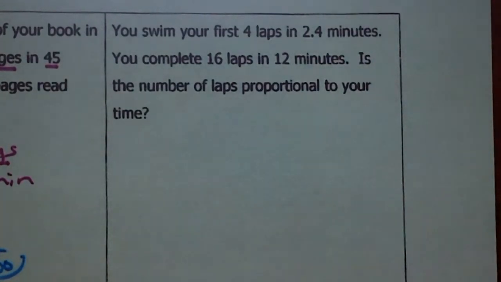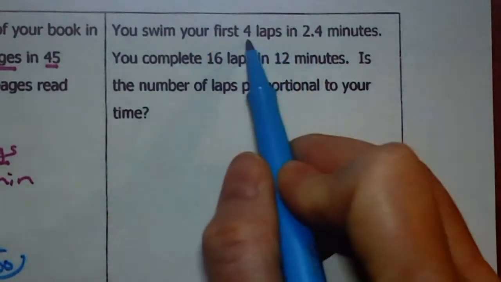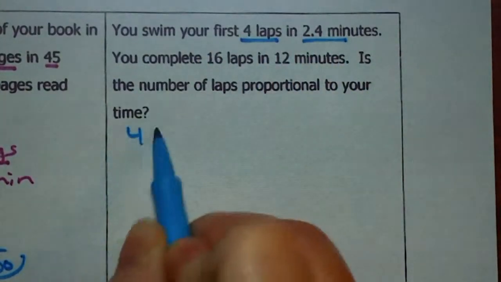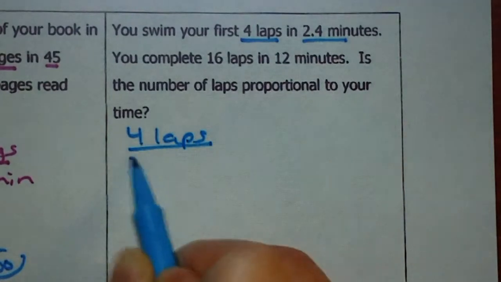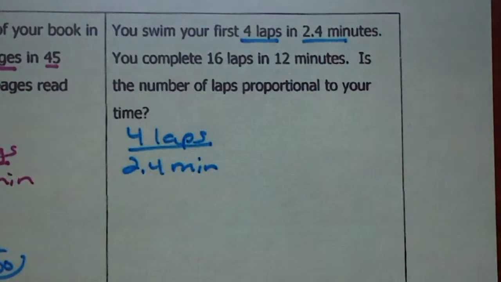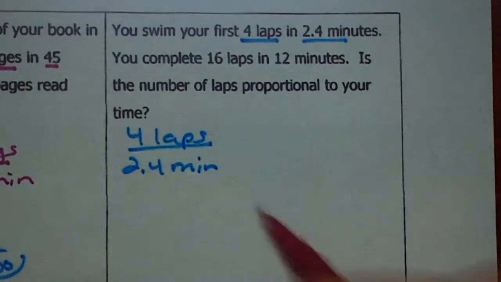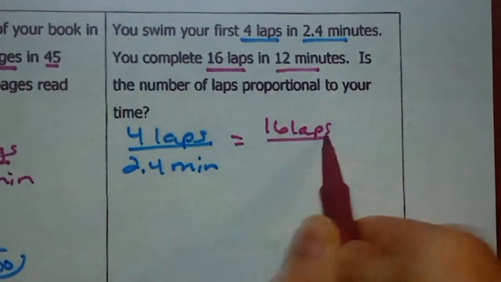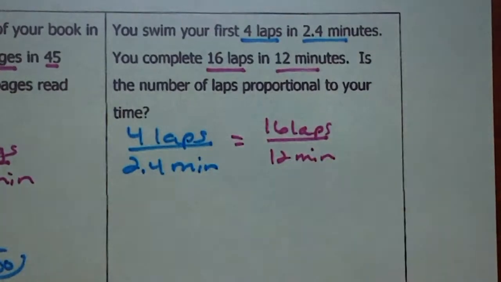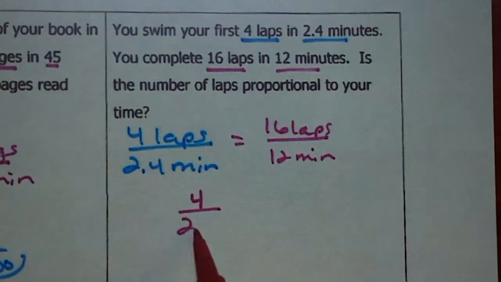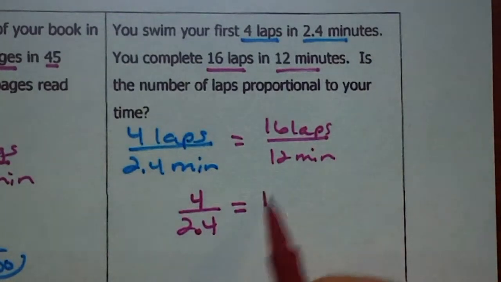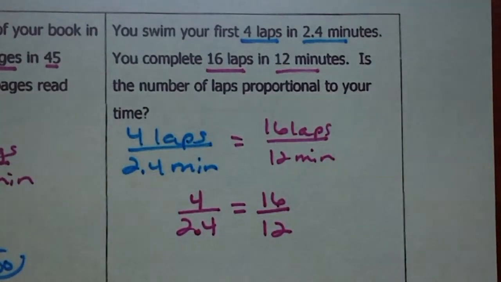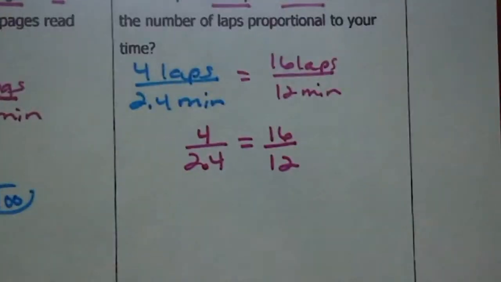So step 1, we want to write our proportion out. So the first situation is 4 laps in 2.4 minutes. So 4 laps per 2.4 minutes. That word in means the same exact thing. The other situation that we have is you completed 16 laps in 12 minutes. So 16 laps and 12 minutes. So laps are across from laps, minutes are across from minutes. So the proportion I'm actually solving here is 4 over 2.4, and I want to know, is that equivalent to 16 over 12? Okay, so for this one, I think I'll use a different method.